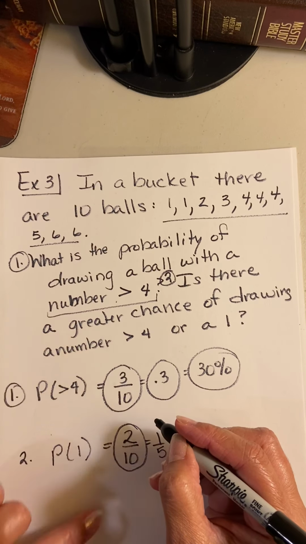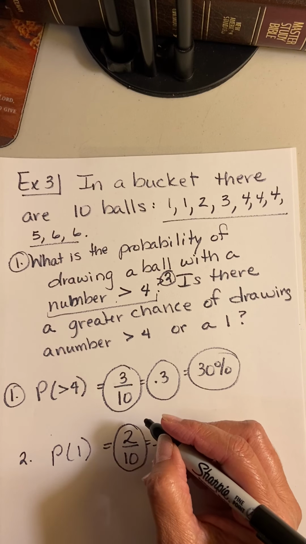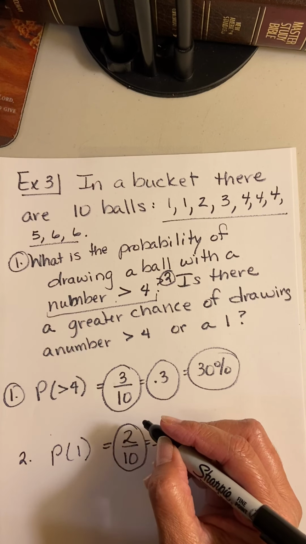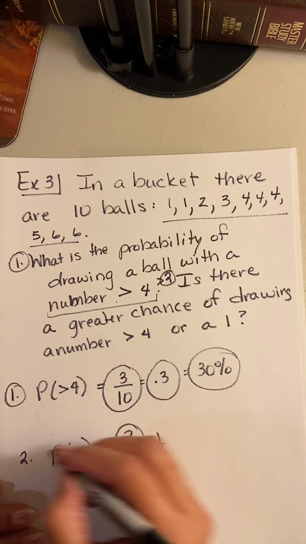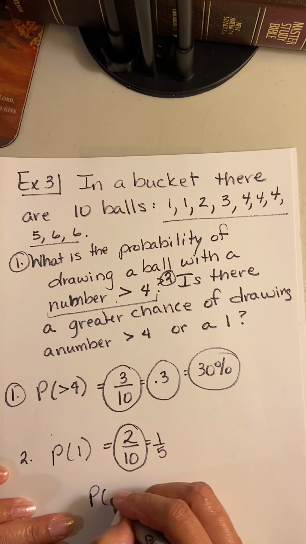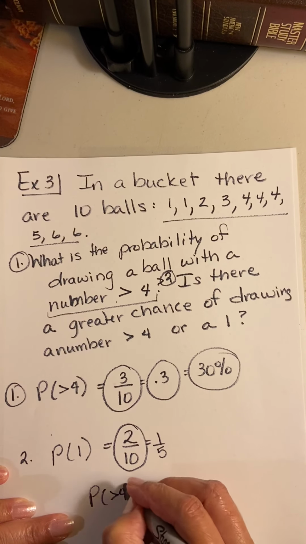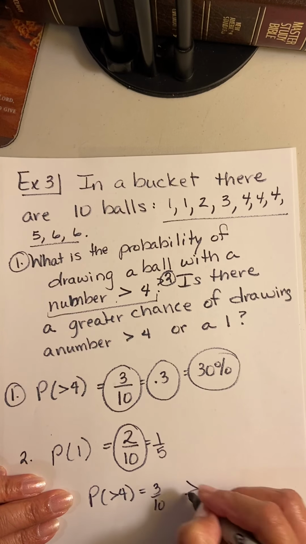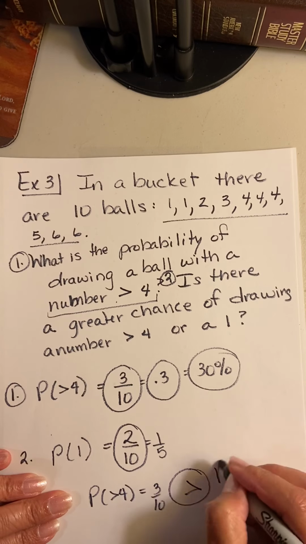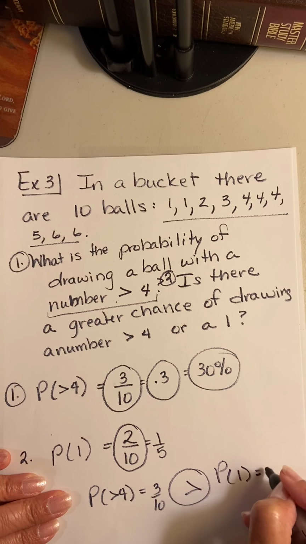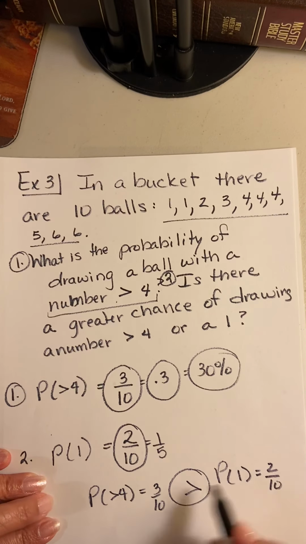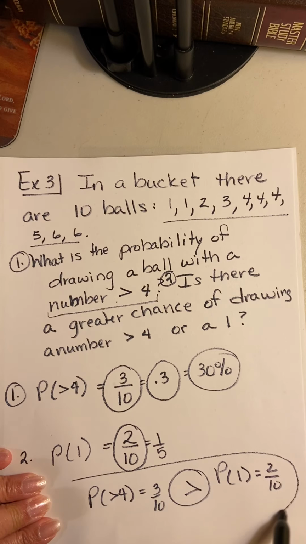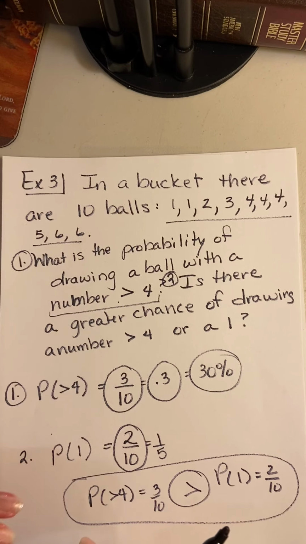I can compare, right? And so the comparison says that the probability of greater than 4, which is equal to 3/10, is greater than the probability of grabbing a 1, which is equal to 2/10 or 1/5. So that's answering that question.